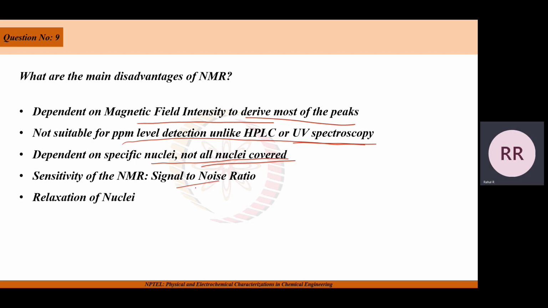The signal to noise ratio is comparatively high, and the relaxation of nuclei also plays an important role in NMR, so that also acts as a disadvantage for NMR. So these are the basic disadvantages of NMR spectroscopy.